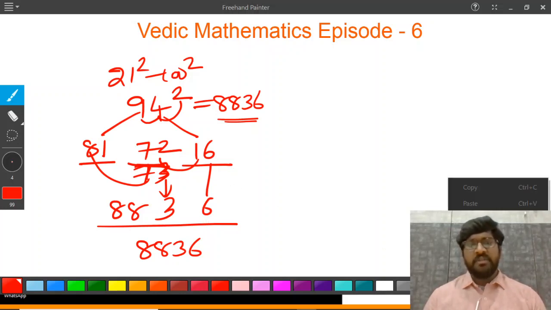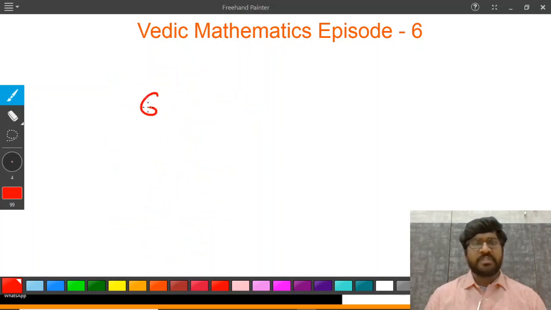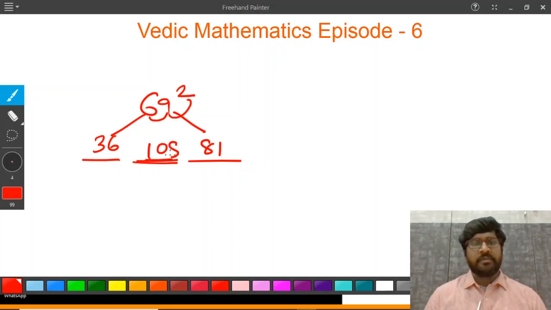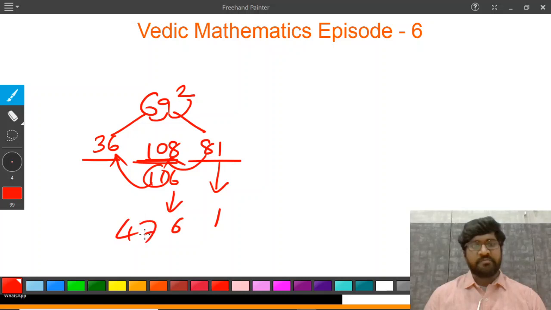Let me end this method by taking one more example. Let's say you want to find the square of 69. 3 places, 9 square 81, 6 square 36. In the middle box we should write the 2ab term. So 6 nines 54, into 2, 108. So units place 1 here, this 8 carry, 108 plus 8, 116. So again 6 here, 11 carry, 36 plus 11, 47. So therefore 69 square is 4761.